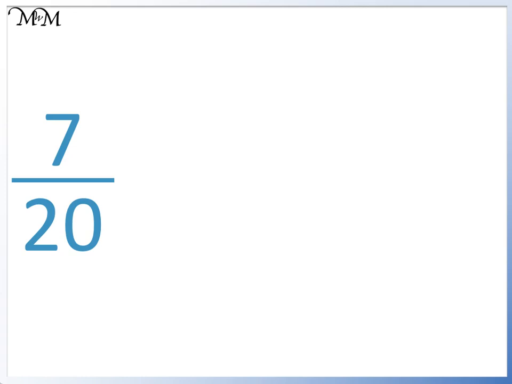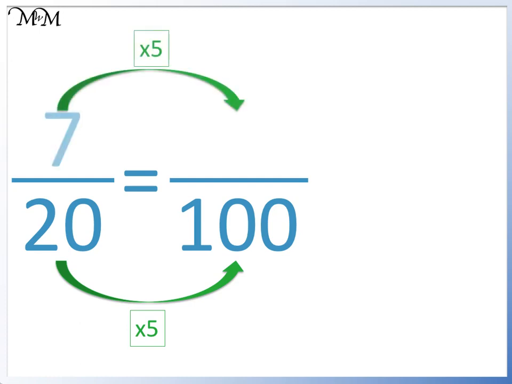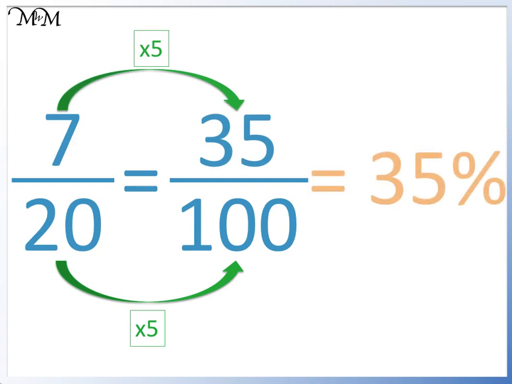Here we have 7/20ths. To get from 20 to 100, we multiply by 5. Whatever we do to the denominator, we do to the numerator. 7 times 5 equals 35. We have 35 out of 100, so 35%.